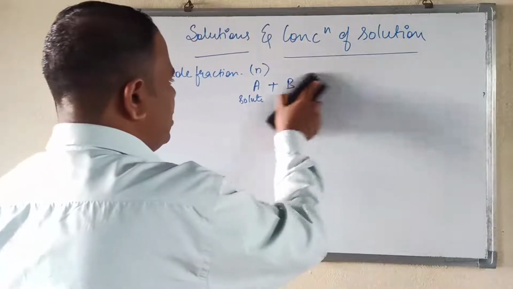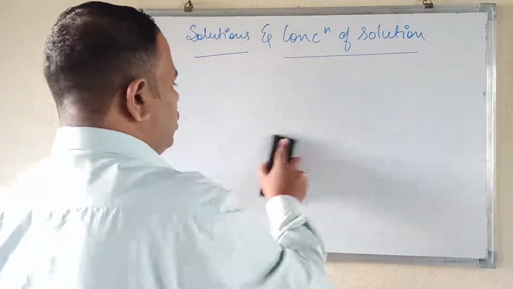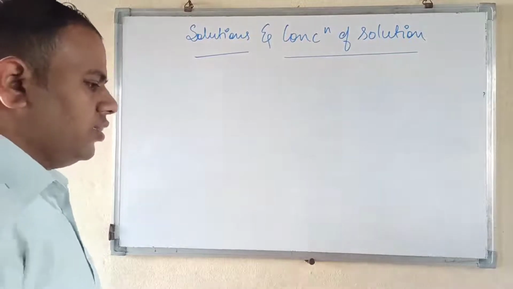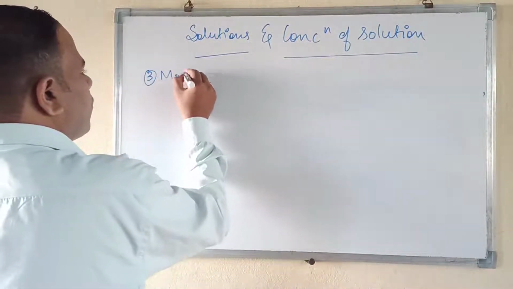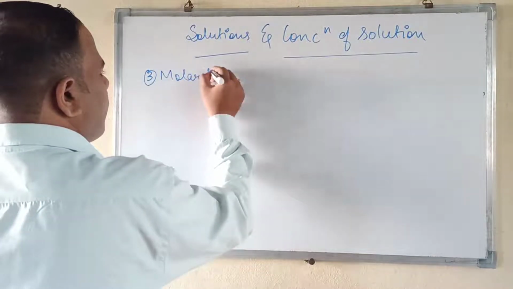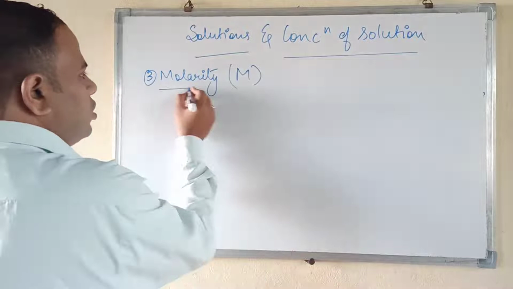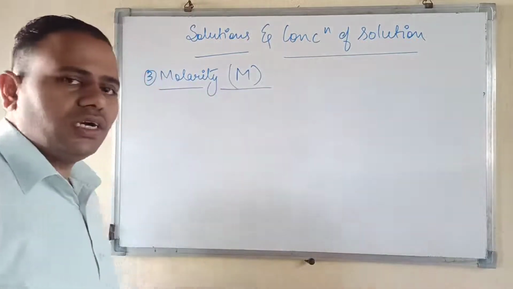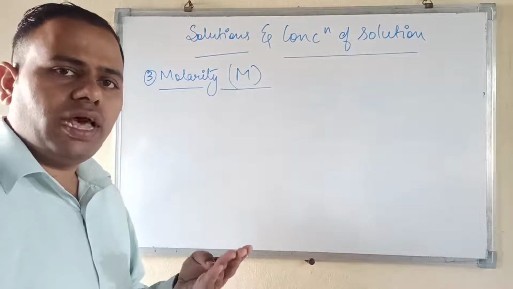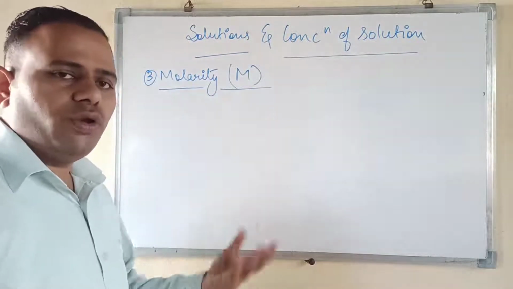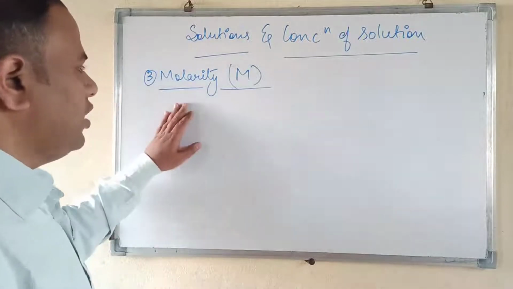So now let's see the next concentration unit of solution, that is molarity. It is denoted by the symbol capital M. This is very important because it is very useful for students, may they be in 12th standard or in BSc graduation. It will be helpful for them. So let's see what is molarity.